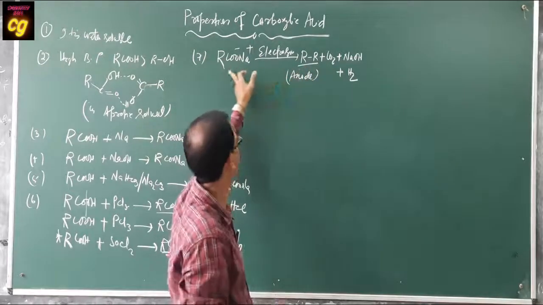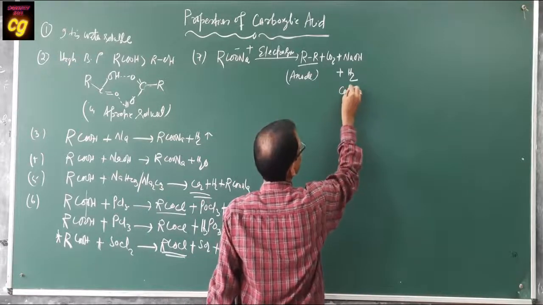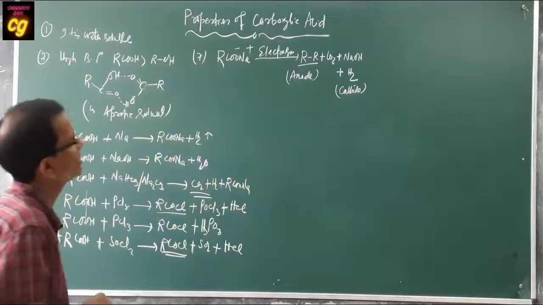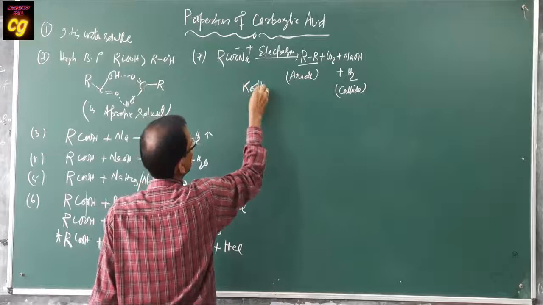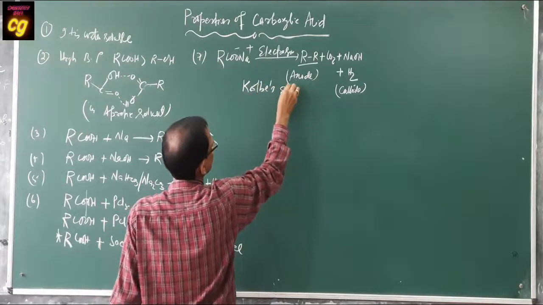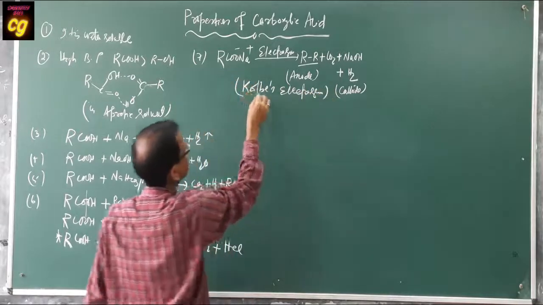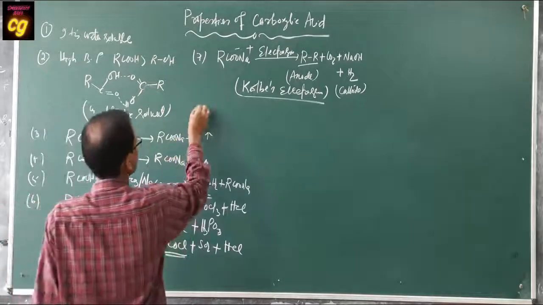Two R will combine and CO2 is removed. And hydrogen gas is produced at the cathode. This is very important. This reaction is called Kolbe electrolysis. The name reaction, Kolbe electrolysis. Write down, this is very important. Name reaction, Kolbe electrolysis.